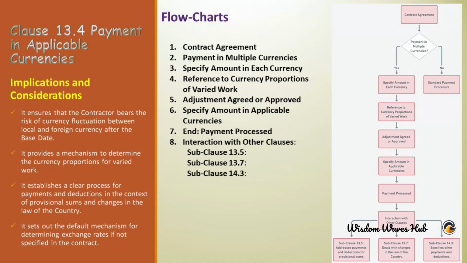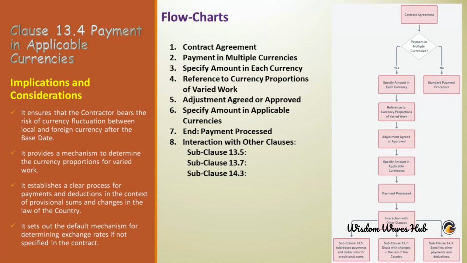Specify amount in each currency. For contracts with multi-currency provisions, the amount payable in each currency needs to be specified. Reference to currency proportions of varied work. This step involves referencing the actual or expected currency proportions of the varied work to determine the amount payable in each currency. Adjustment agreed or approved.